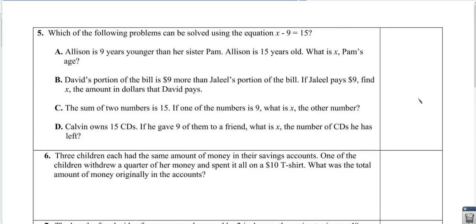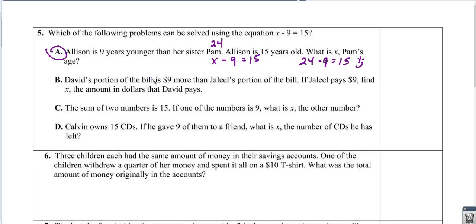So let's go to the back side. Which of the following problems can be solved using the equation x minus 9? Well, Allison is 9 years younger than her sister Pam. Allison's 15. That fits with that 15. What is x? Pam's age. Well, Allison is 9 years younger, so that one fits. x minus 9 equals 15. So how old would Pam be? 24. Yeah, Pam's 24. And we can confirm that. Does 24 minus 9 equal 15? Yes, it does. So we know A could be true.